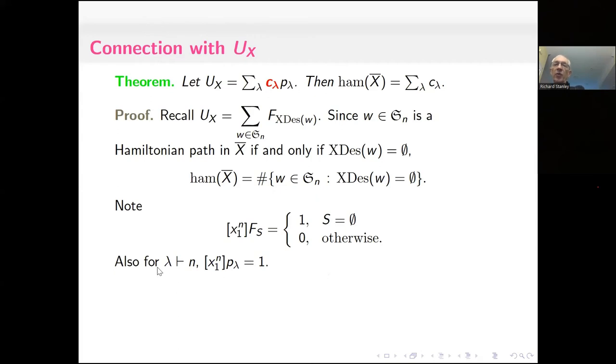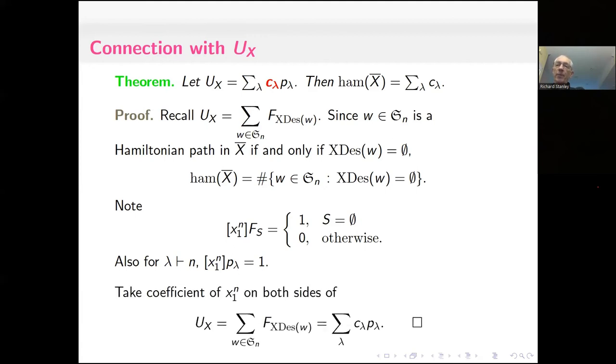Also, if you think of the definition of power sums, the coefficient of x1 to the n in the power sum symmetric function P lambda is 1. So when we take the coefficient of x1 to the n on both sides, we're going to get this formula. Here we'll get the sum of the C lambdas, we get a 1 for every P lambda. And here we'll get the number of Hamiltonian paths in the complement. So that's the proof.